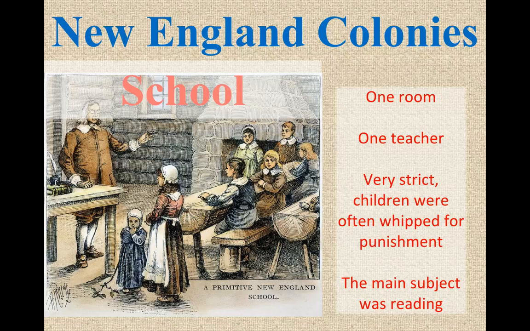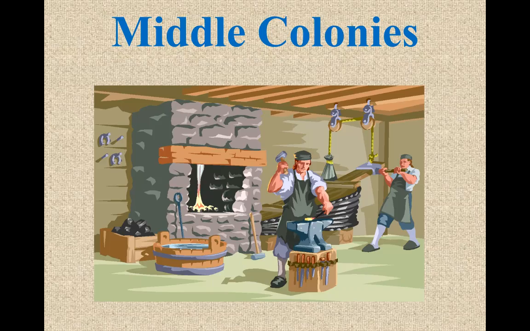New England colonies, so their schools. Their school was one room. They had one teacher. It was very strict. Children were often whipped for punishment. The main subject that they studied was reading. Now we're going to go over to the middle colonies.